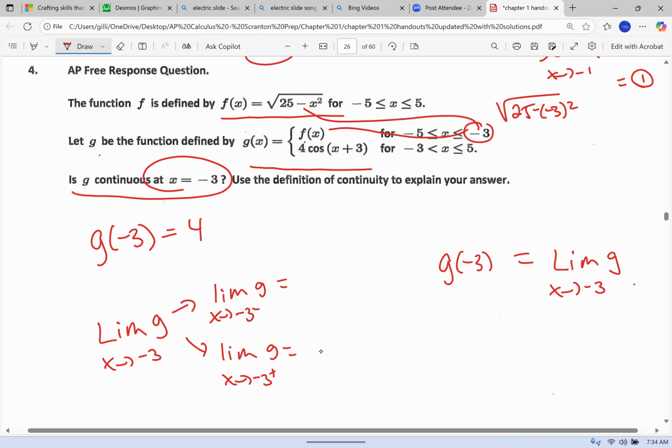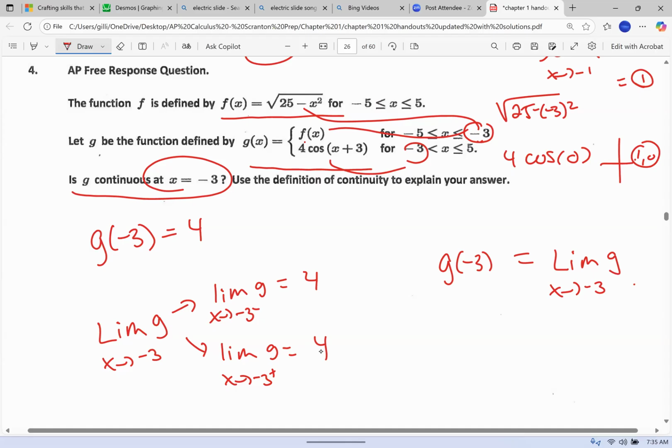So from the left of -3, we just did it. We got 4. And then now from the right side, I substitute this in. I get 4 times the cosine of 0. The cosine of 0 radians is 1. Just know that. And 1 times 4 is 4. So my limit does equal 4.